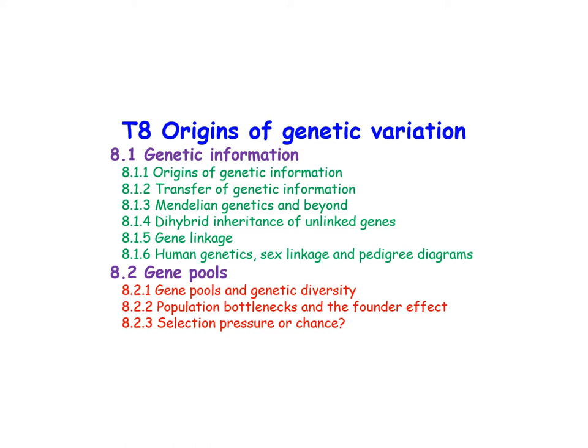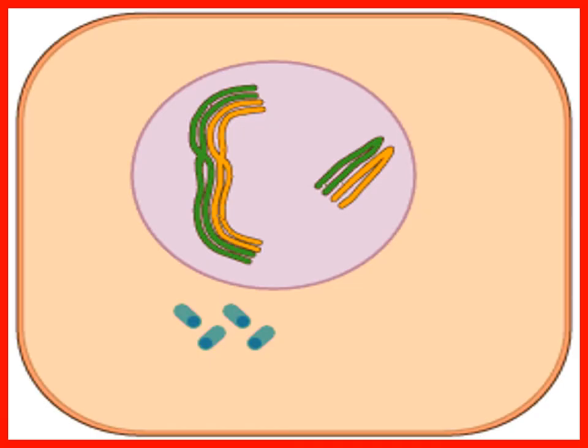Topic 8, Origins of Genetic Variation, 8.1, Genetic Information.